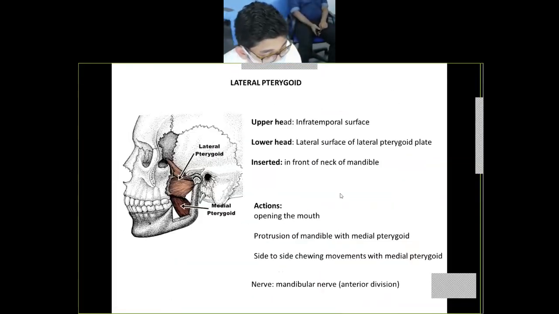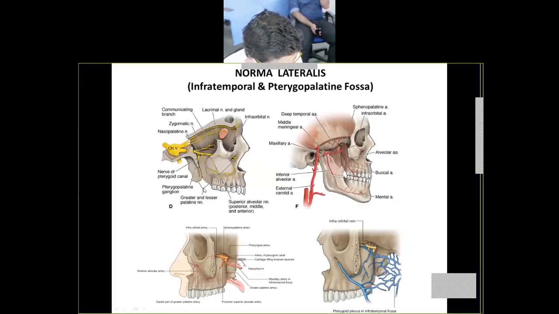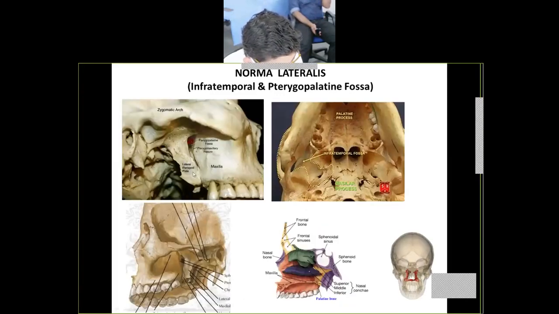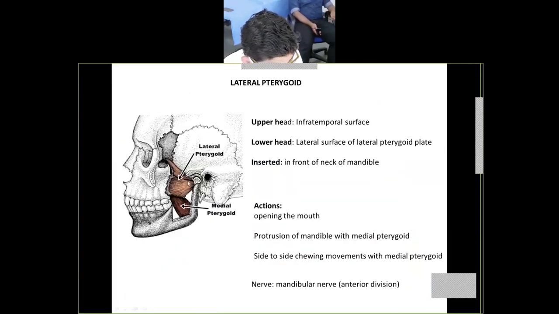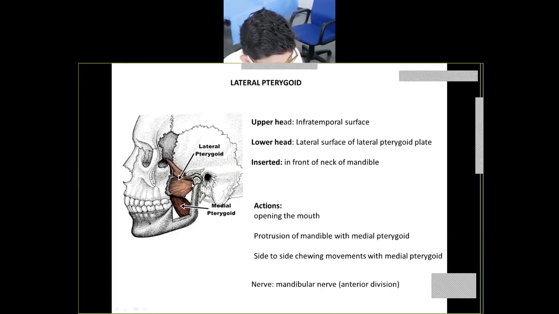there is the upper head. The lower head comes from the lateral surface of the lateral pterygoid plate. So you have seen this is the lateral pterygoid plate. The lower head comes from here, the upper head comes from somewhere there. Now these two heads will combine and get inserted in front of the neck of the mandible over here.